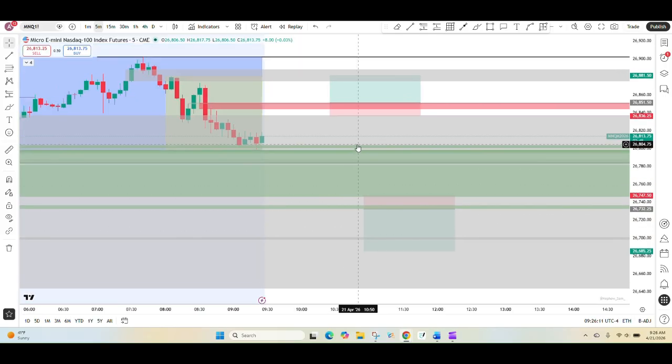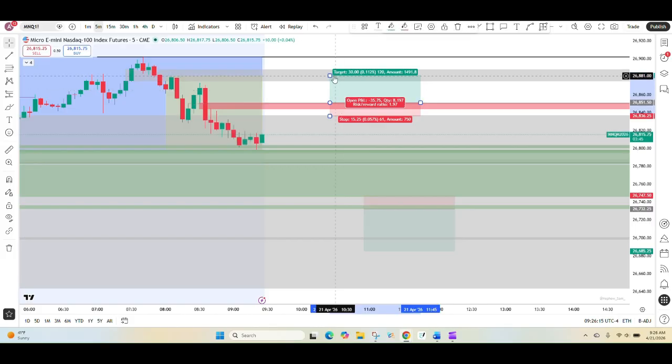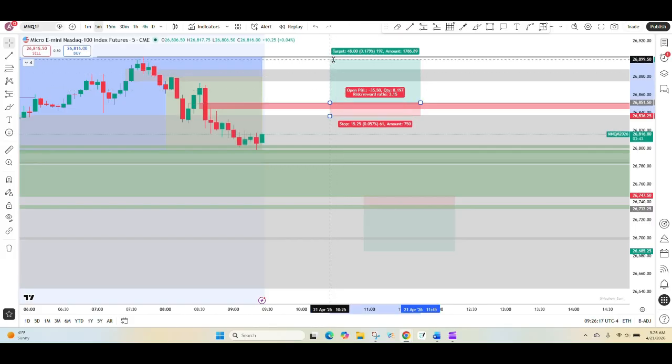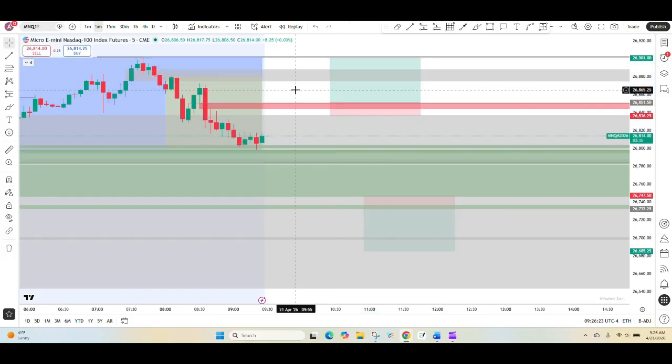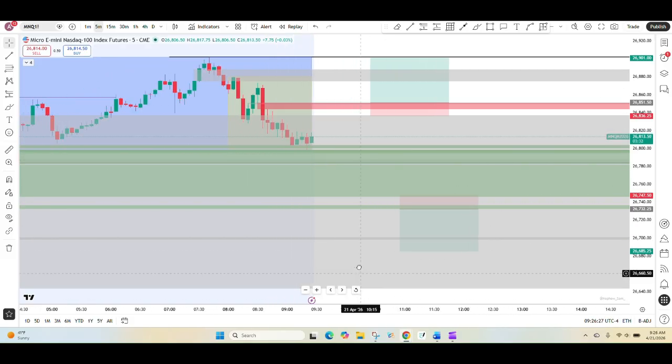And for up here, same thing. I can target this key level, right? Okay, so I have my key levels marked out.